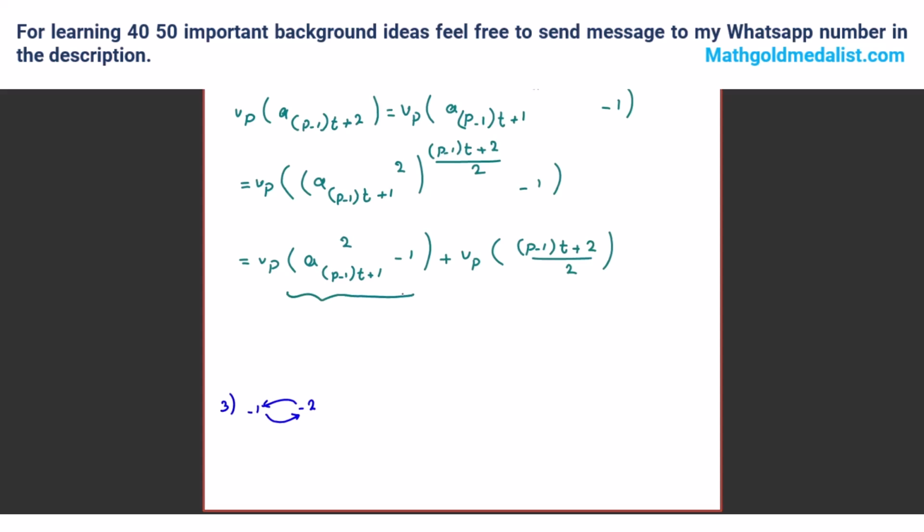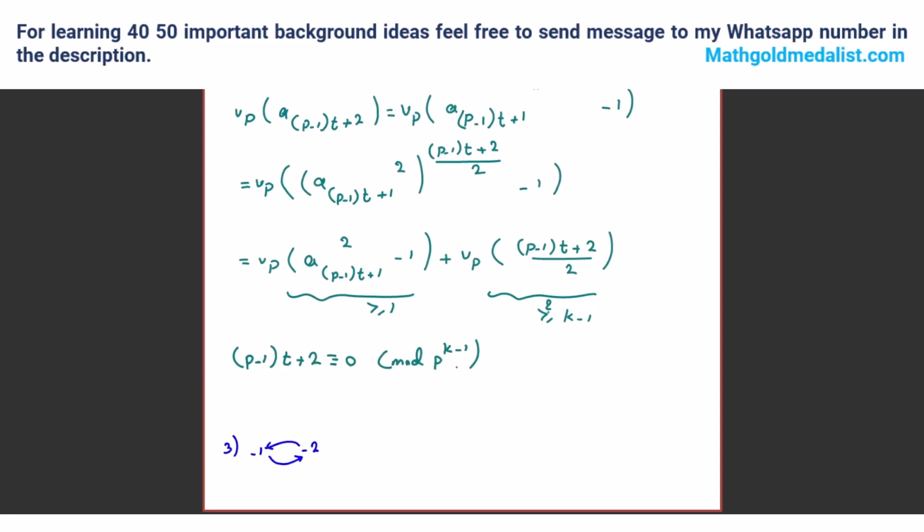Okay, so we know this one is at least 1. We should prove why this one can be at least k minus 1. So we should find a good t, because 2 has no effect on p. If it is a multiple of p to the k minus 1, this one also is a multiple of p to the k minus 1. So (p-1)t plus 2 should be 0 mod p to the k minus 1. Again, like the previous one, you can take 2 to the right-hand side and multiply by the inverse. So t is congruent to negative 2 times (p-1) inverse mod p to the k minus 1. Okay, so we proved this case also.